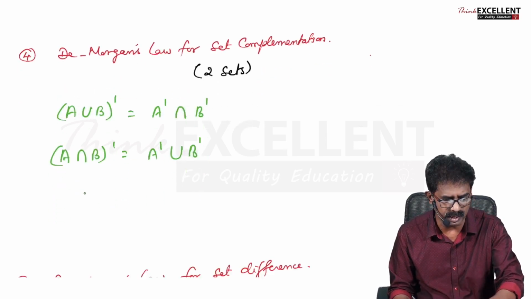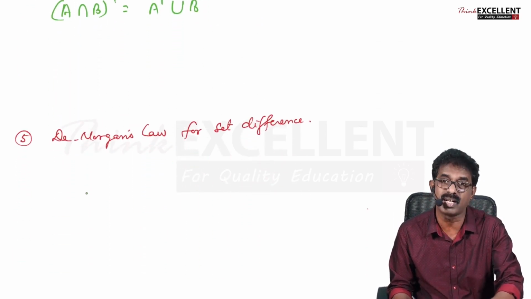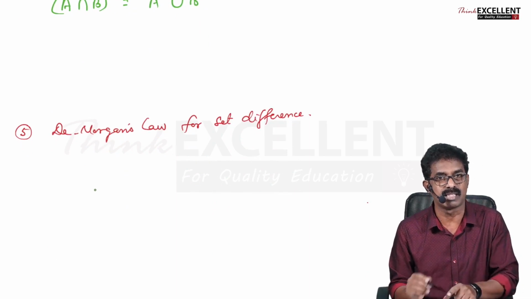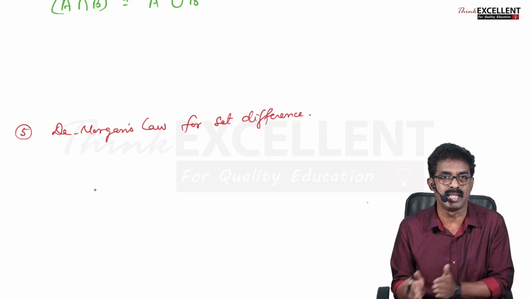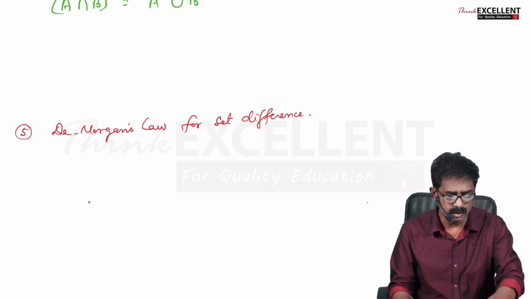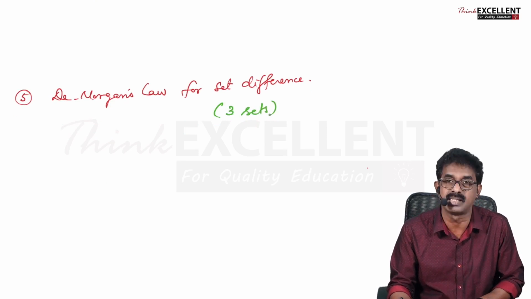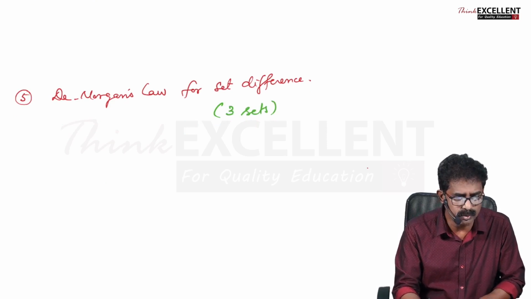So let us go for the next one. De Morgan's law for set difference. The first one was set complementation, A dash. Set difference, A minus B, is in A but not in B, right? So De Morgan's law for set difference, or you can say for three sets. Here they give three sets. Here also we have two laws.